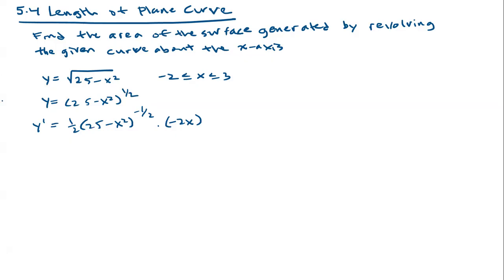Now we can simplify this, and the 2's are going to cancel. Then we're going to have a negative x on the top. And this -1/2 power means it is under a radical, so that negative we'll just bring down to the denominator. So let's rewrite that as -x over the square root of 25 minus x squared.